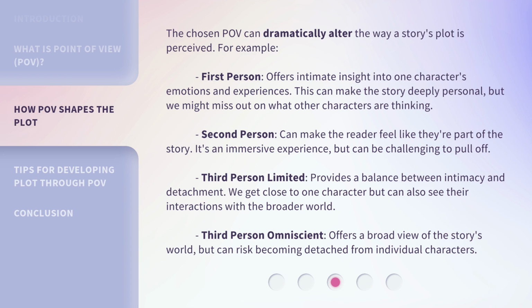Second person can make the reader feel like they're part of the story. It's an immersive experience, but can be challenging to pull off. Third person limited provides a balance between intimacy and detachment. We get close to one character but can also see their interactions with the broader world. Third person omniscient offers a broad view of the story's world, but can risk becoming detached from individual characters.